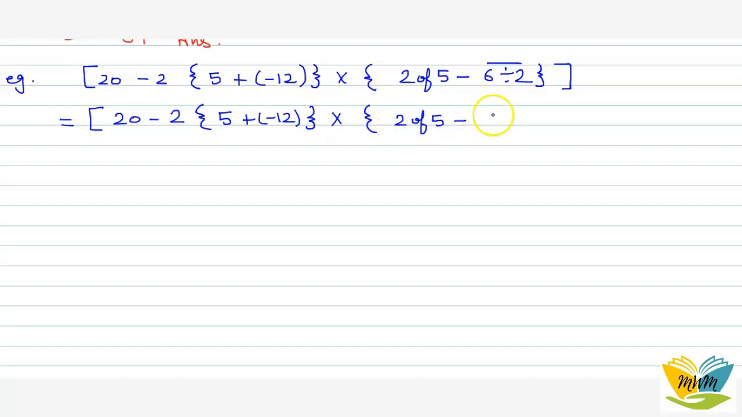Now first we will solve this vinculum. 6 is divided by 2 gives 3. Now 20 minus 2 under curl bracket 5 plus minus 12 multiply. Now 2 of 5 means 2 multiply 5 which is equal to 10. 10 minus 3.